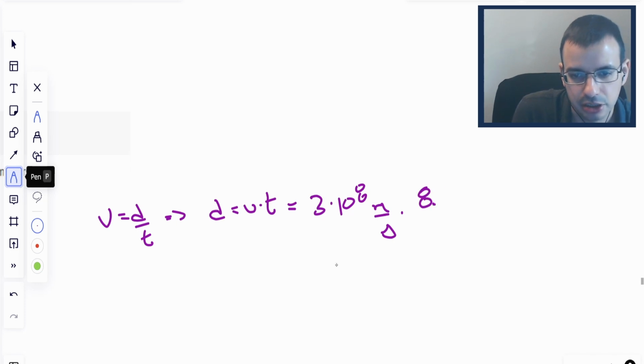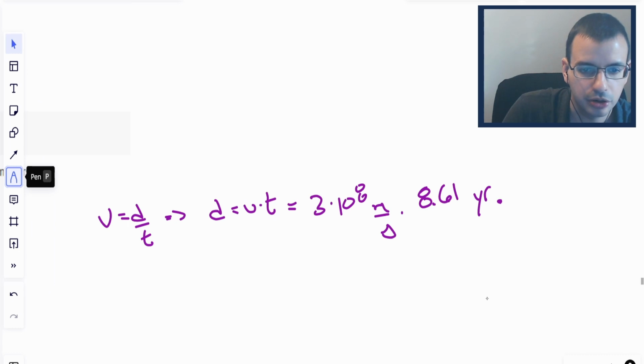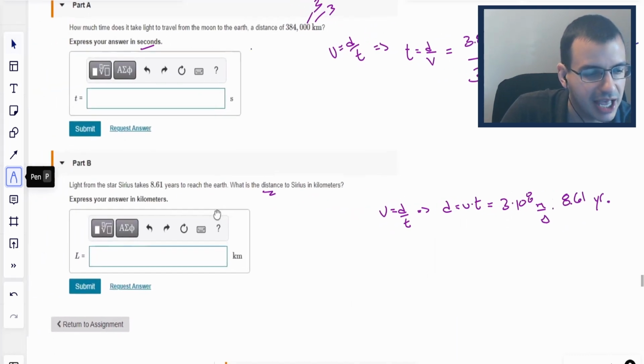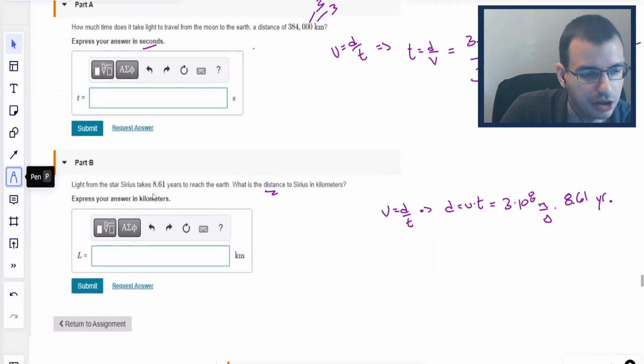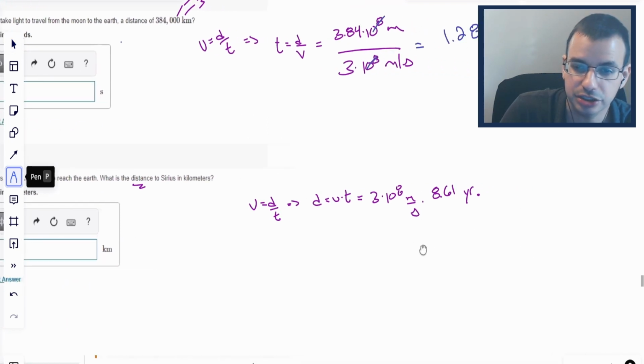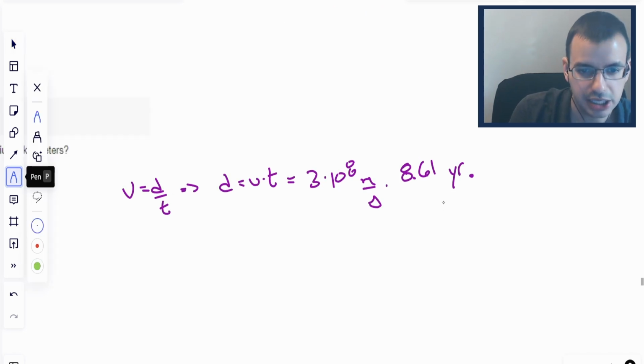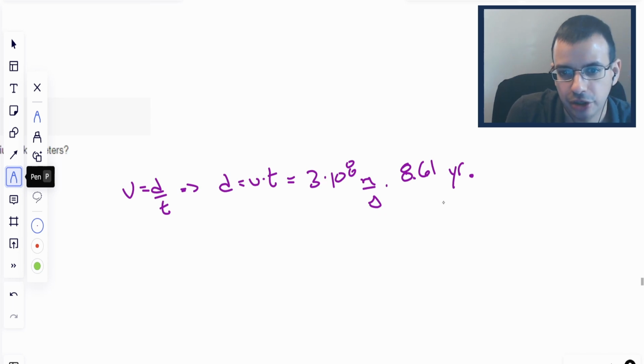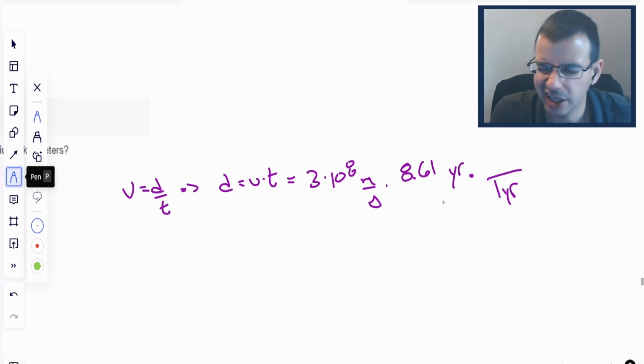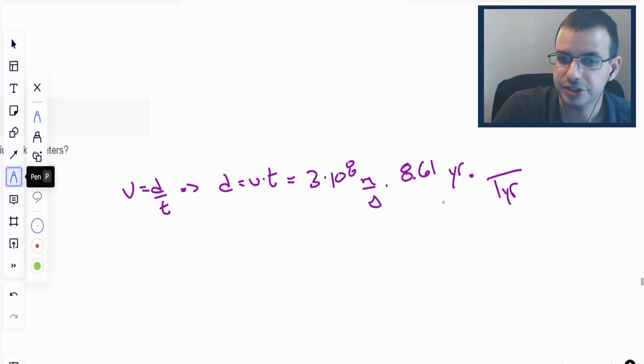So I'm going to do 8.61 years. This is basically asking us, what is the distance of 8.61 light years, which is basically how far light will travel in 1 year. So what we're going to do then is convert this. This is just going to be dimensional analysis, looking at what the units are. We're going to convert units.